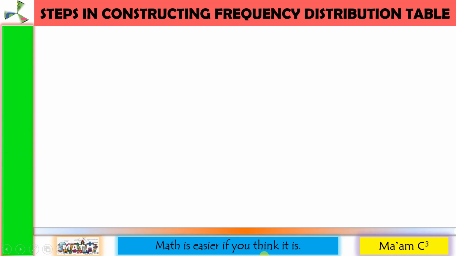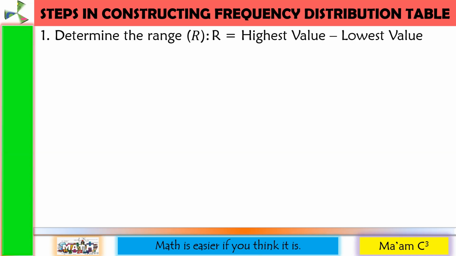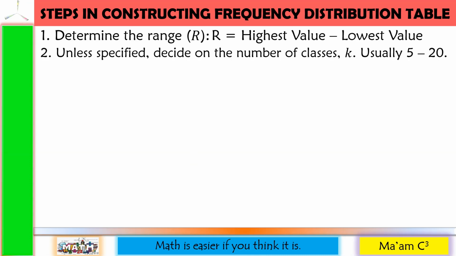Here are the steps in constructing a frequency distribution table. The first one is to determine the range. The range is equal to the highest value minus the lowest value. Second step, unless specified, decide on the number of classes. Usually, there are 5 to 20 classes. Having enough classes can show patterns in the data. The larger the data set, the more classes are needed.